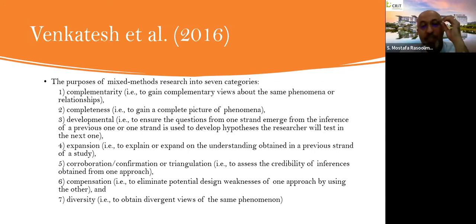Another one can be expansion, to expand your understanding. So this somehow can be similar to completeness, because you can expand your understanding or you can have a complete picture of phenomena. Fifth one is corroboration or confirmation. This is the worst mixed method approach, or triangulation. You apply mixed method to cross-validate the result of qualitative by quantitative or quantitative by qualitative, right? Cross-validate the result, confirm the result of one method by another method, right?